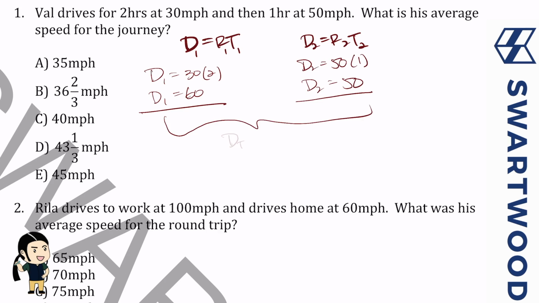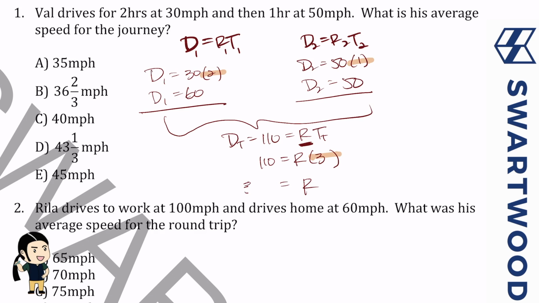So the total distance right now is going to be 110, and that's definitely equal to the rate that we're looking for times the total time, right? Let's call that. Okay. All right, so it's going to be 110 is equal to the rate we're looking for times the total time, which happens to be 2 plus 1, so 3 hours. Right? Does everybody agree? So 2 hours here, 1 hour there, 3 altogether.